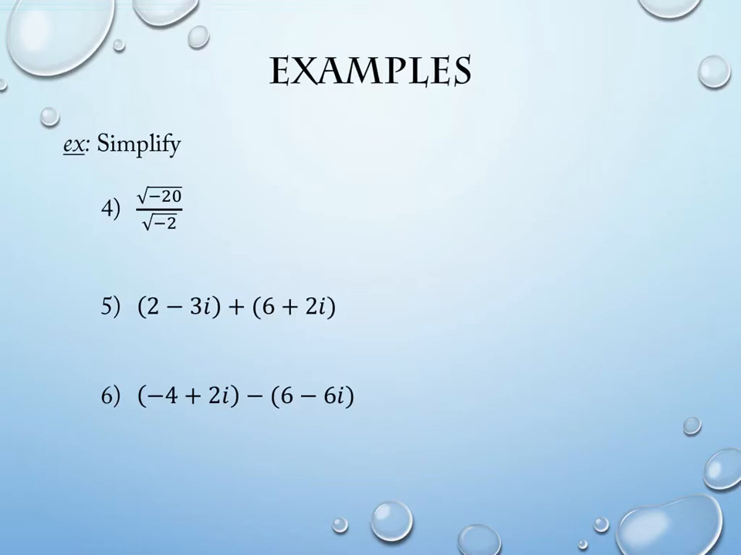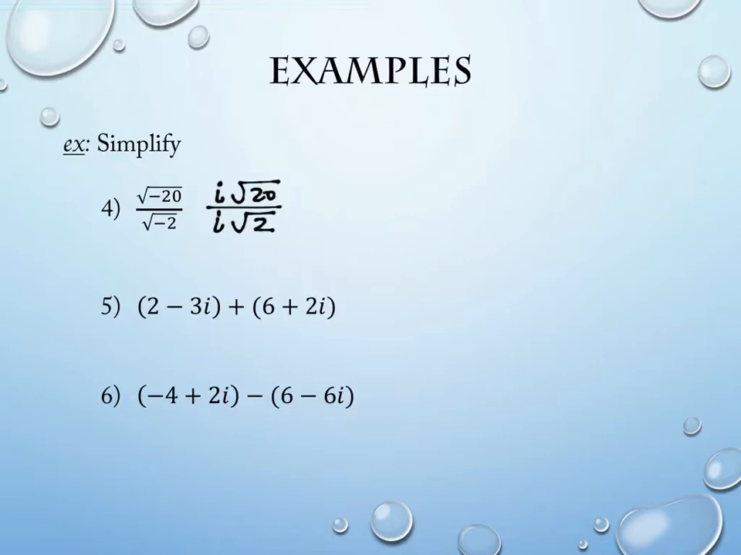Okay, now number 4, you'll see that we have that square root over the square root. We still have the negatives underneath there, so we're still going to pull them out. I have an i square root 20, and I have i square root 2, right? But what happens when I have a factor of something on top and a factor of something on bottom, like this i over i?